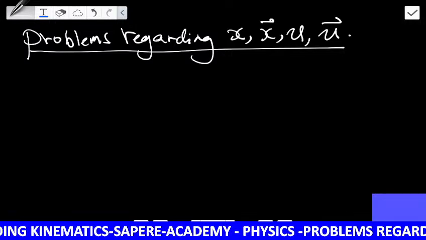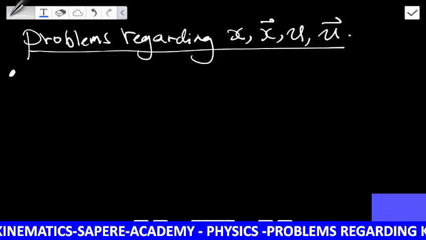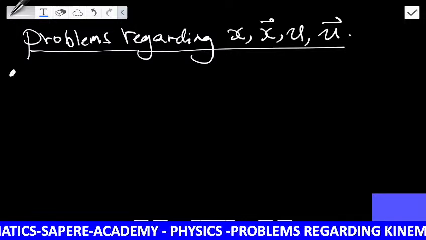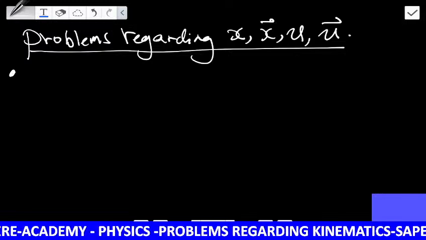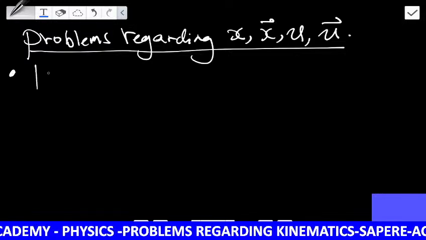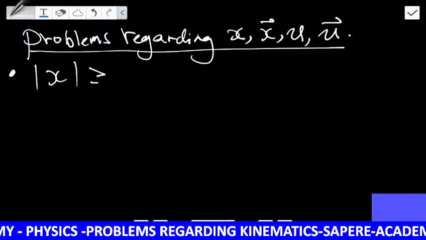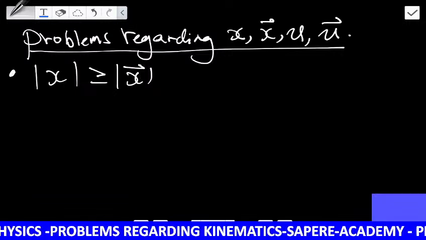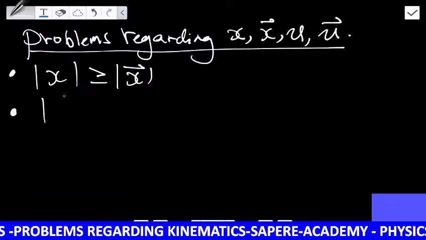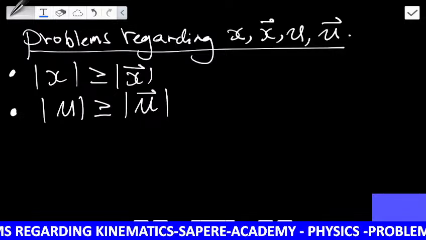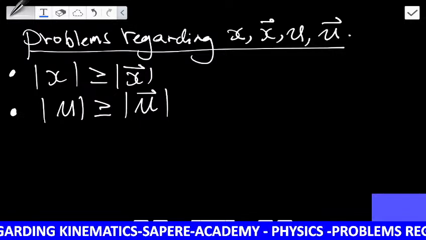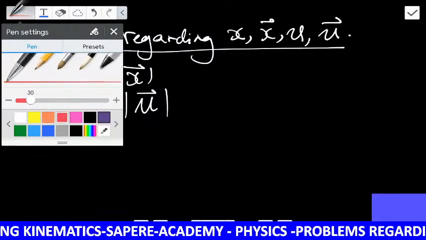Acceleration, so let's start. I would like to start with this, but first let me revise some points we raised earlier. The first part that we have to see is always that the magnitude of distance is greater than or equal to the magnitude of displacement. At the same time, the magnitude of speed is greater than or equal to the magnitude of velocity. You should always remember this; it is a very important general fact.